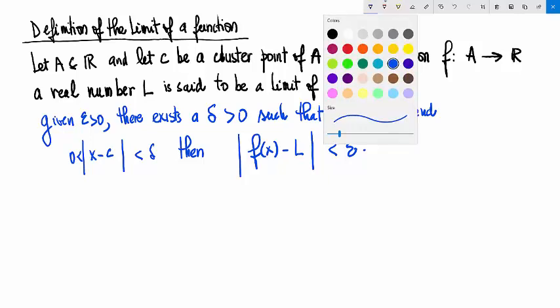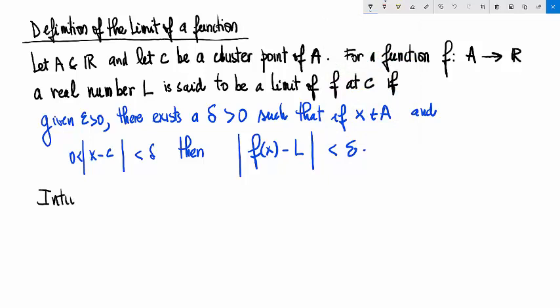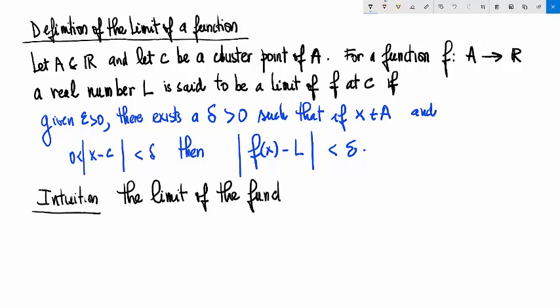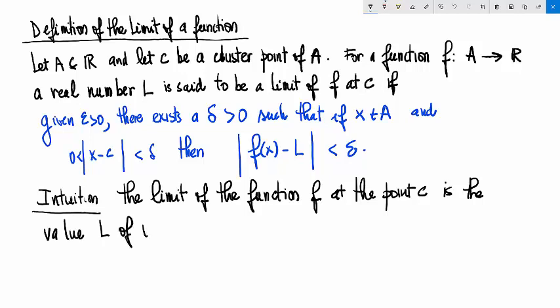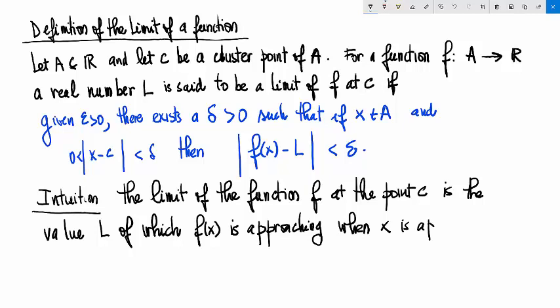the intuition here is really the following. The intuition is that the limit of the function f at the point c is the value L which f of x is approaching when x is approaching c.